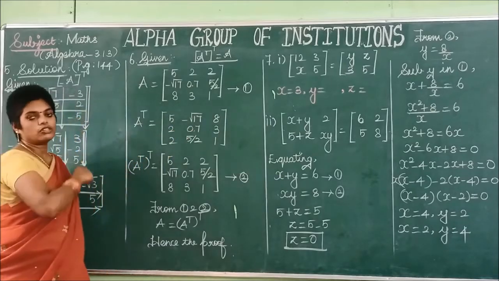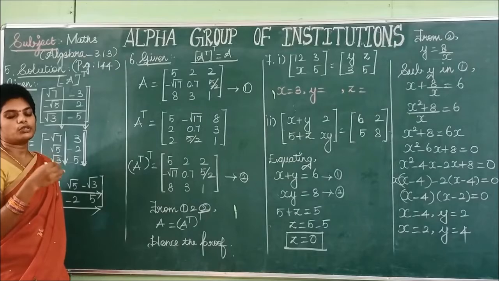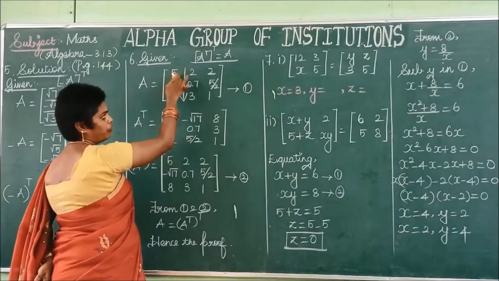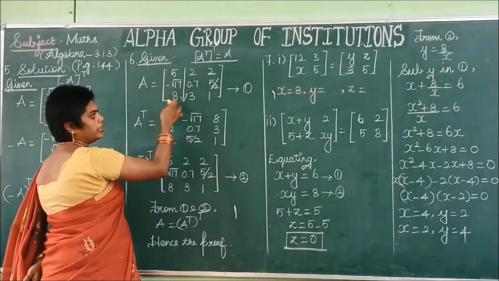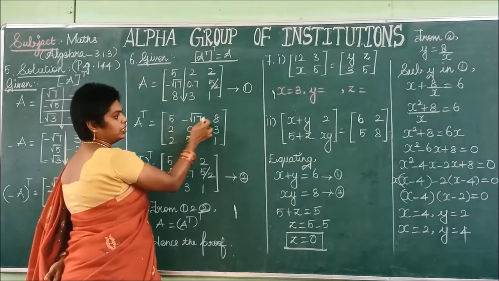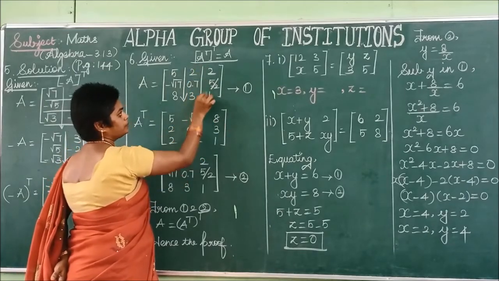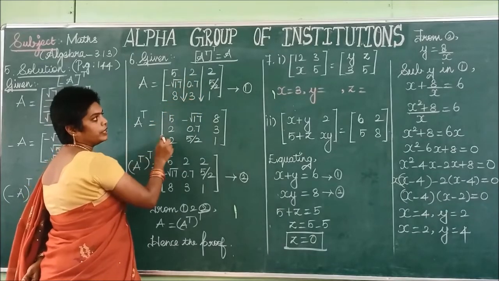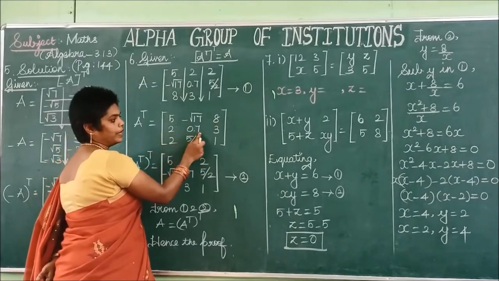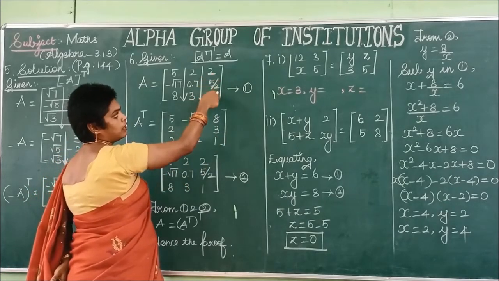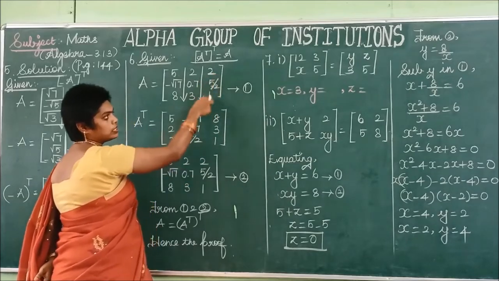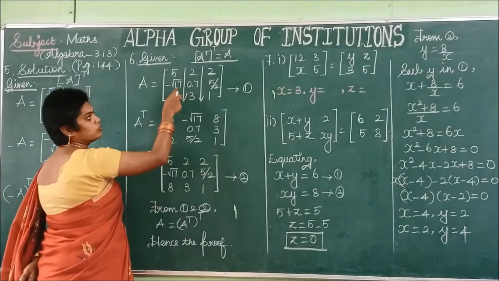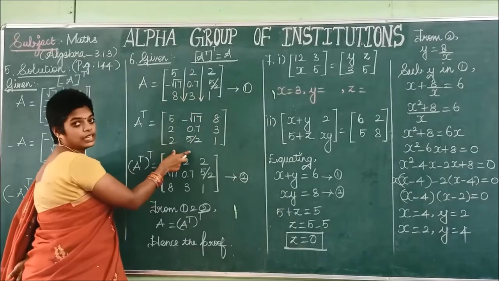So find the transpose. Transpose means changing the rows into columns and columns into rows. First take this column 5, root 17, 8. This will be written as a row, 5, root 17, 8. And take the next column, 2, 0.7, 3. The second column will be written as the second row, 2, 0.7, 3. Next, the third column, 2, 5 by 2, 1. This column will be interchanged and written as the next row, 2, 5 by 2, 1. So all three columns get interchanged as rows.